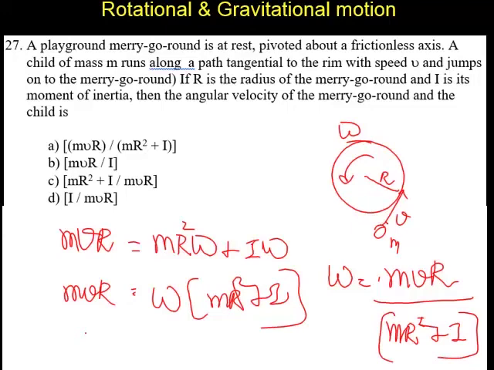So it is mvr by m r square plus I, which is the correct answer for the angular velocity. So the correct choice is answer A. mvr divided by m r square plus I is the correct choice.